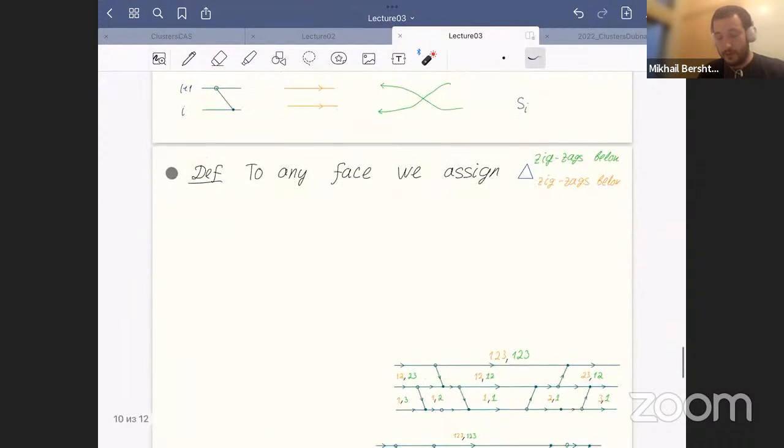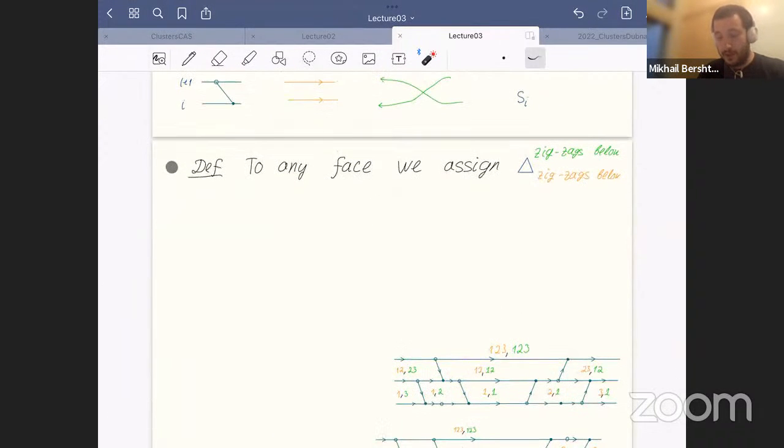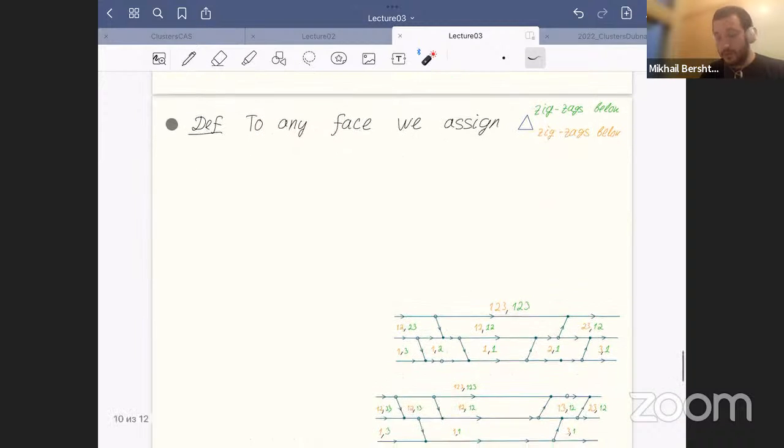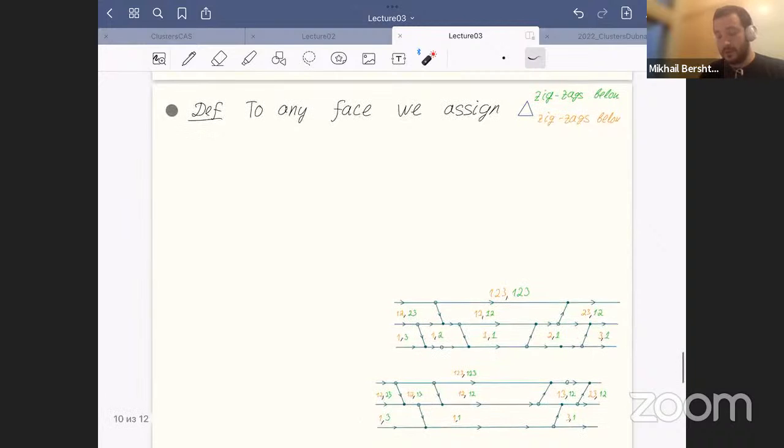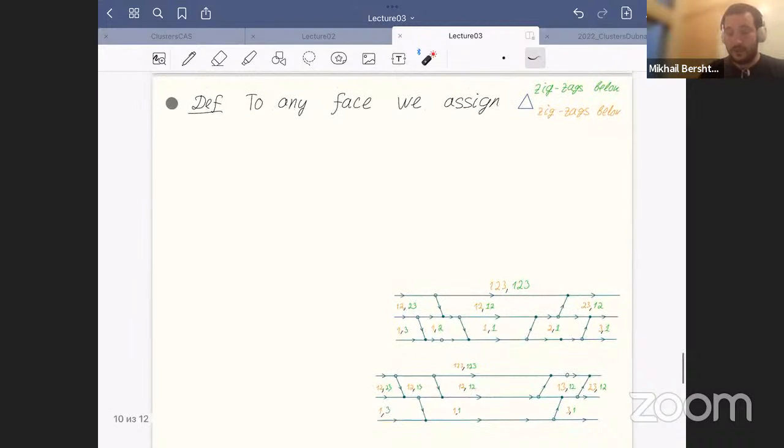So definition: to any face we assign a minor, and the number of rows is determined by the face of the graph. It's clear, it's just a subset. It is a connected component of the complement, and the number of rows will be the orange zigzags below the corresponding face, and the number of columns will be the green zigzags below the corresponding face.